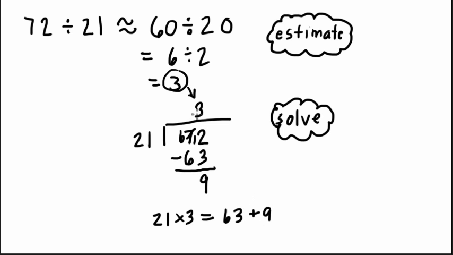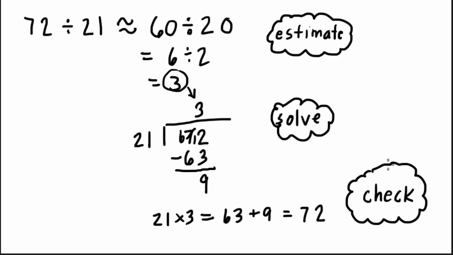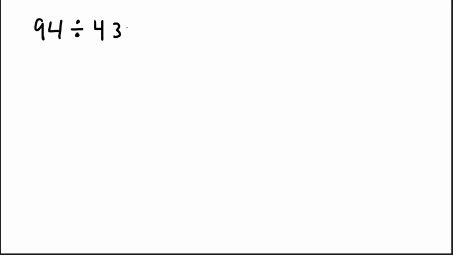What we're doing here is we're making sure that we get our dividend. So this should be the beginning number. In this case, 63 plus 9 is 72. So now we've checked our answer. This is what I want to see. I want to see you show your work, and this is a great way to do it, and it allows for minimal mistakes. So let's try this with another one.